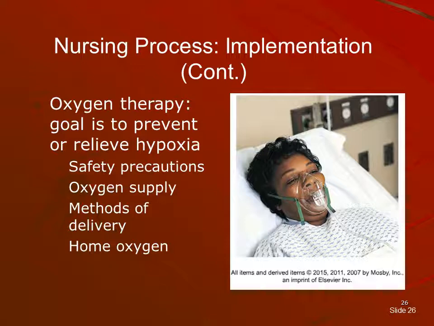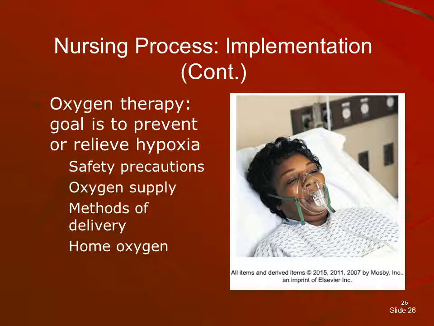On page 820 in your textbook, table 30-8, there are examples of oxygen delivery systems such as those that I just named. Please be familiar with the different types of oxygen delivery systems.